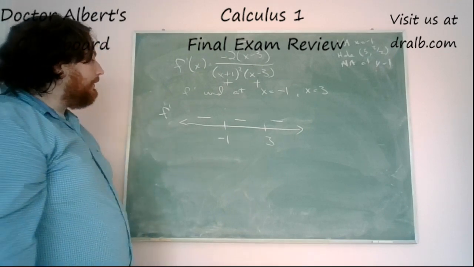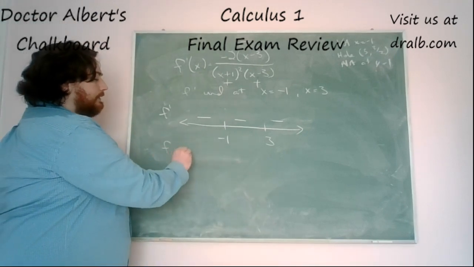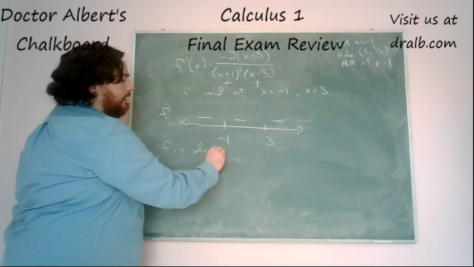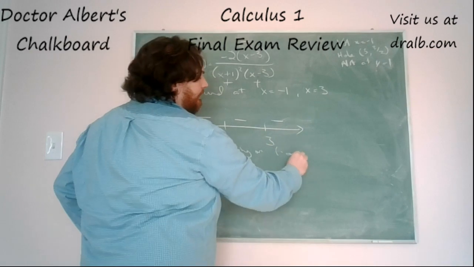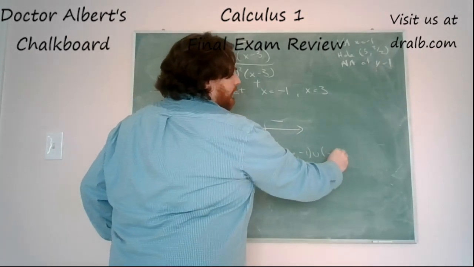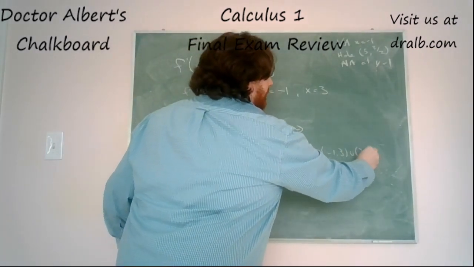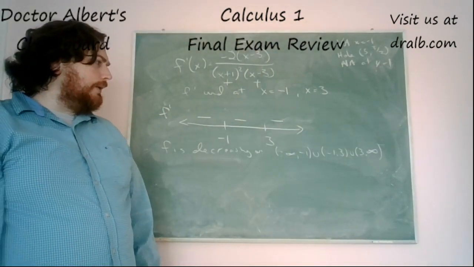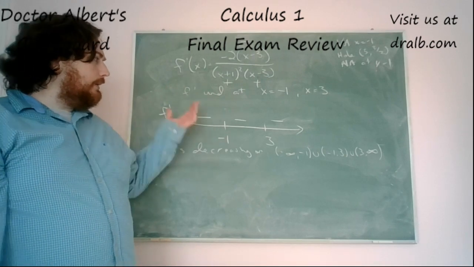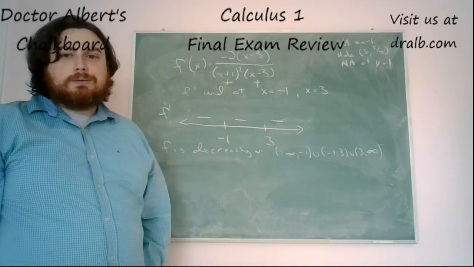And if I combine that all together, that means that f is decreasing on negative infinity to negative 1, union negative 1 to 3, union 3 to infinity. If you want to say it's decreasing everywhere, that's okay. It is decreasing everywhere that it's defined.